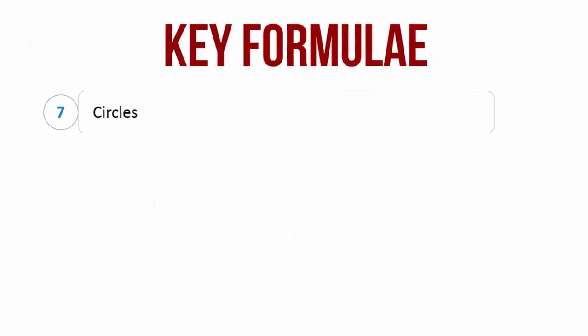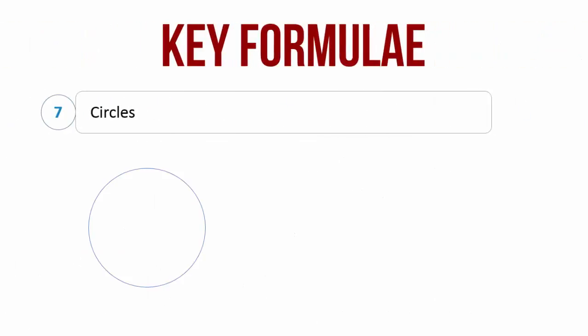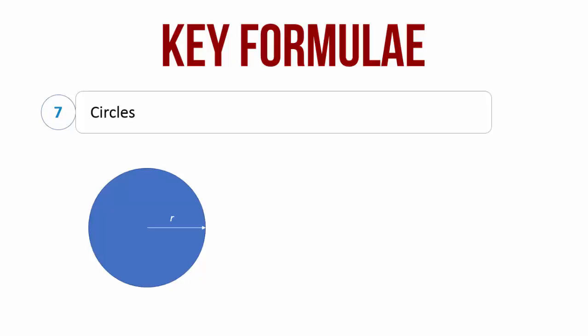Let us now look at a circle. A circle is a round shape and it has a center and a radius. Let us denote this radius by r. The area of the circle is equal to pi r square. The value of pi can be approximated to be equal to 22/7 or 3.14.